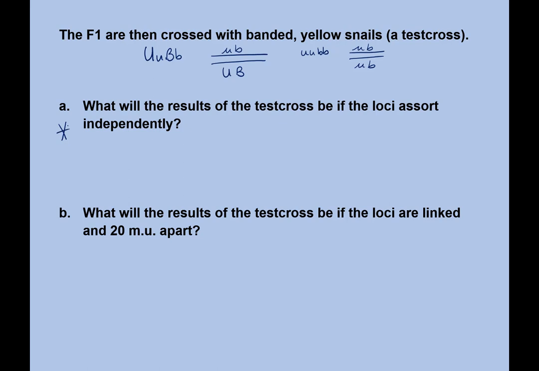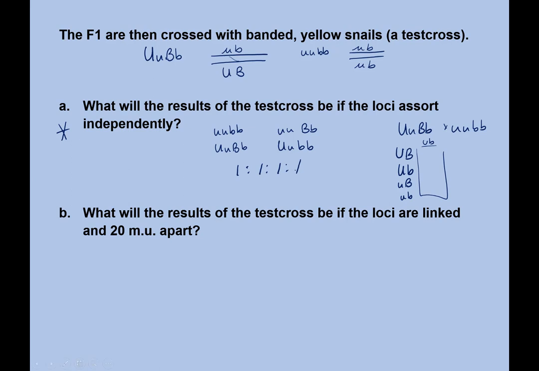So this is what we have been doing. Okay? And so what would you expect? You would expect to get little u, little u, little b, little b; big U, little u, big B, little b. And then your recombinants, little u, big B, and big U, little u, little b. Okay, so the same thing, and you could do your little Punnett square. Here's your gametes for this guy, and your one gamete for that guy. Okay, and we'd expect these at a 1-to-1-to-1-to-1 ratio.